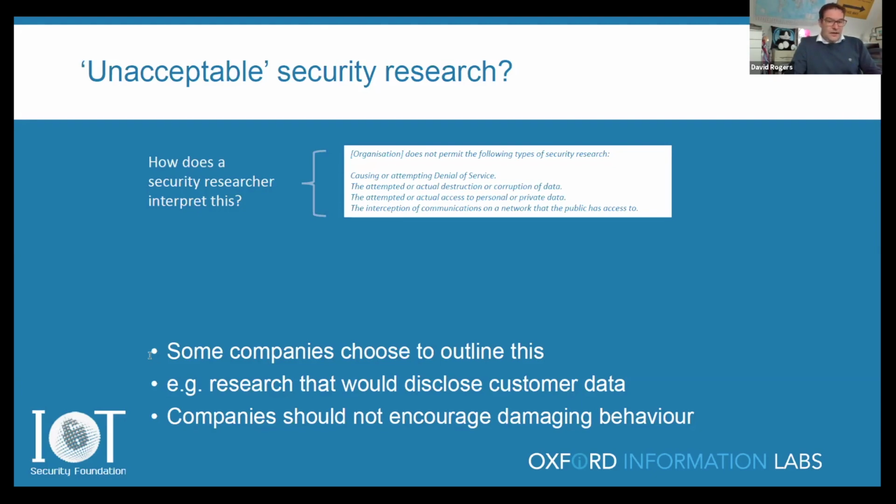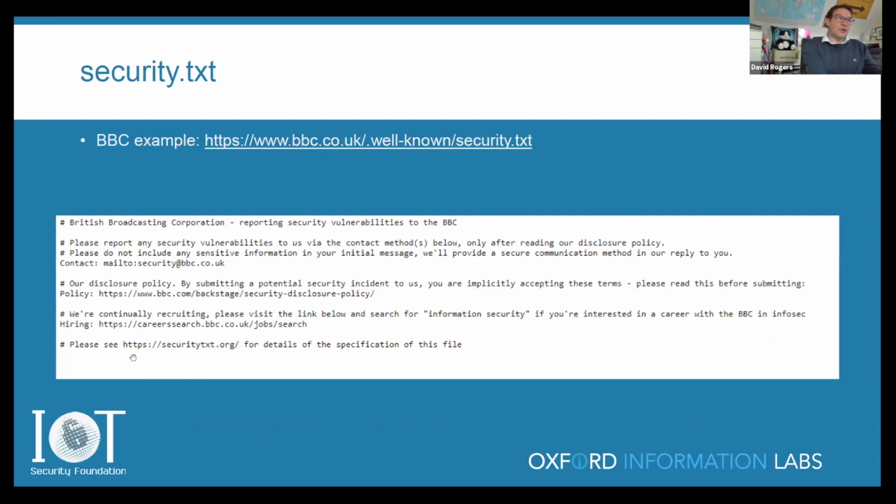So, you know, the fact is that companies need to understand that they're bridging. This is the bridging point between the researcher and them. And the aim is for the researcher to feel comfortable enough to disclose everything and for you to be able to work with them. Another way of doing that is a new concept, which is called security.txt.